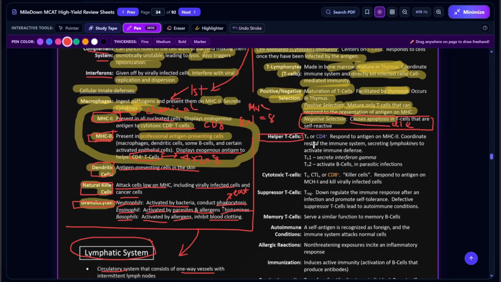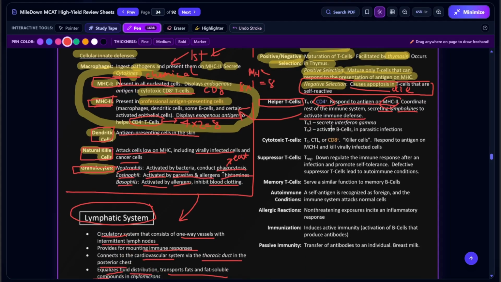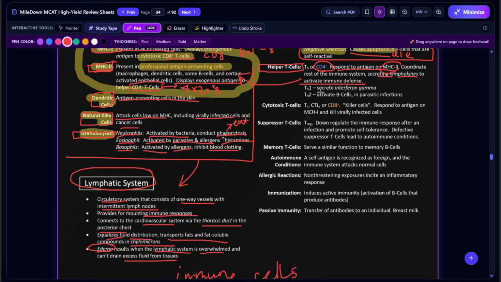And so helper T cells, well, the name suggests, or CD4 cells, respond to antigen on MHC2. So we already talked about that over there. They coordinate the rest of the immune system, secreting lymphokines to activate immune defense. TH1 secrete interferon gamma. TH2 activate B cells in parasitic infections. So a lot of memory stuff. Cytotoxic T cells, also known as CD8 cells. This is the most high yield.